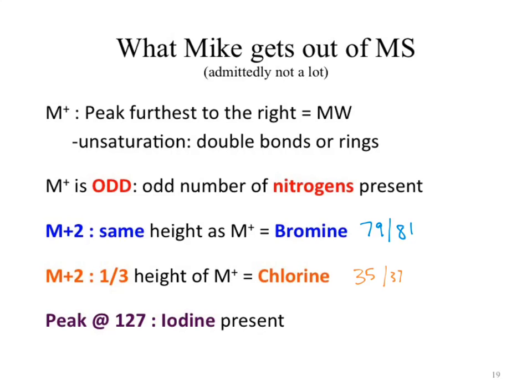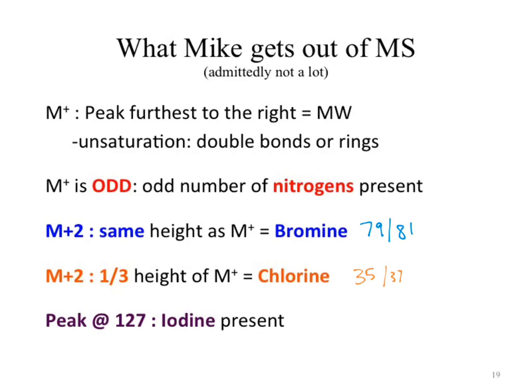Last thing you could potentially pick up, which is super, super rare, but every once in a while it shows up: if you have a peak at 127 that's corresponding to iodine, the other thing you can look for is a massive molecular weight. Okay, so you're looking at something over 200, potentially getting up to the 300 range. Iodine's probably present in your molecule. And it's going to be that massive because iodine is really, really heavy.